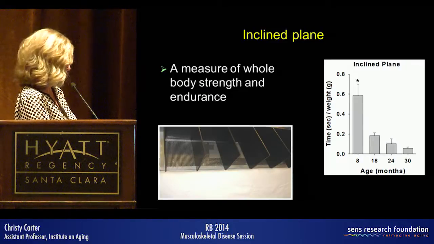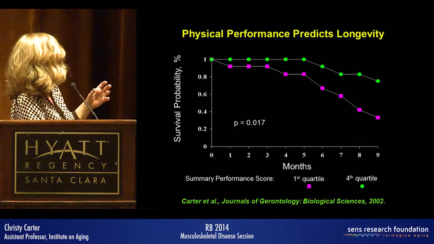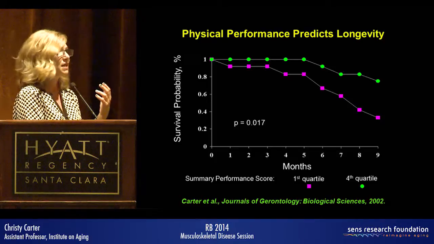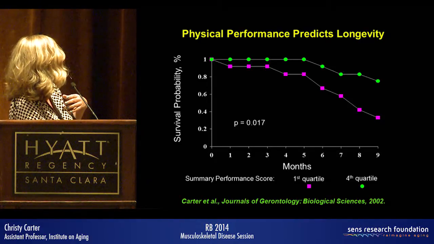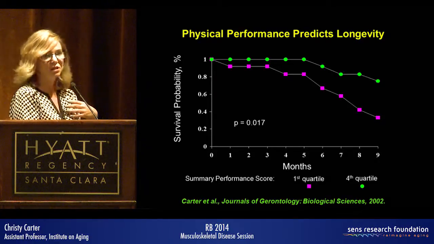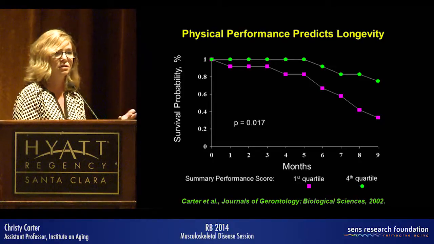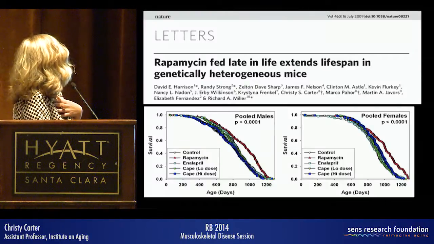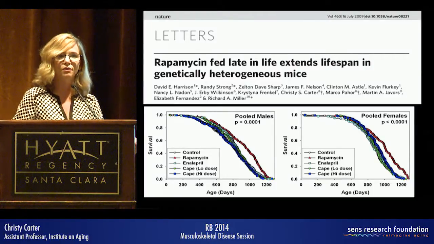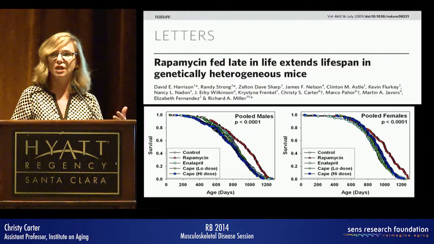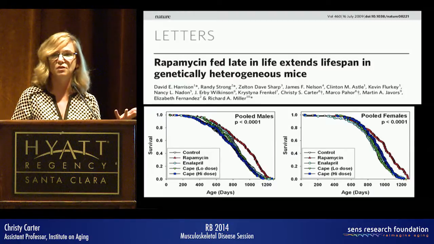That's the important thing. What we found is that when we create summary physical performance measures based on some of these tests, animals that are in the highest quartile of performance live much longer than animals in the lower quartile. So again, we have some face validity to our physical performance measures. It's very similar to humans. So what we can do then is look at different interesting interventions that are out there, and see if we see changes in function or if we can rescue function with these different interventions.